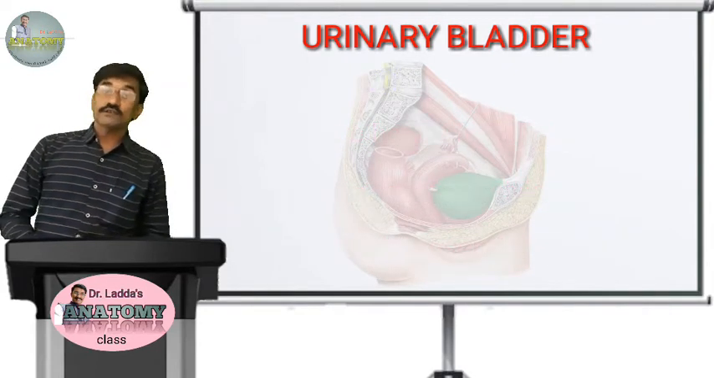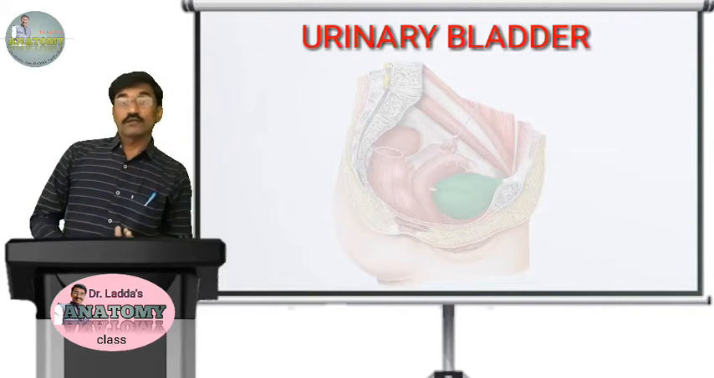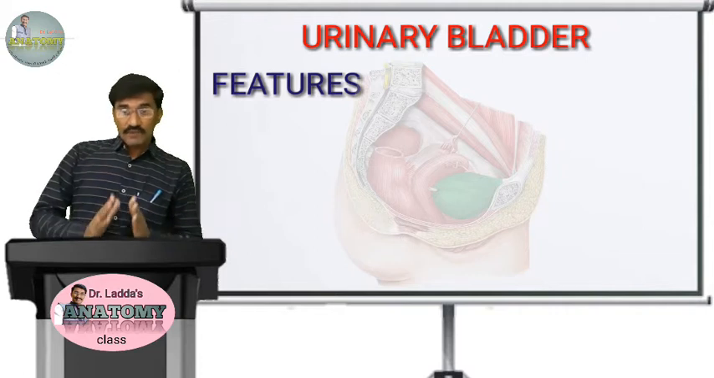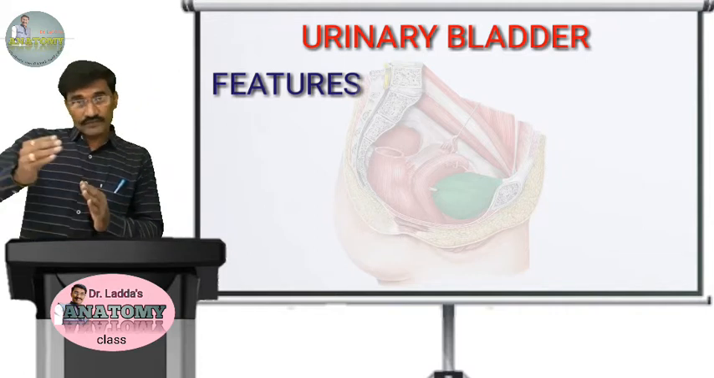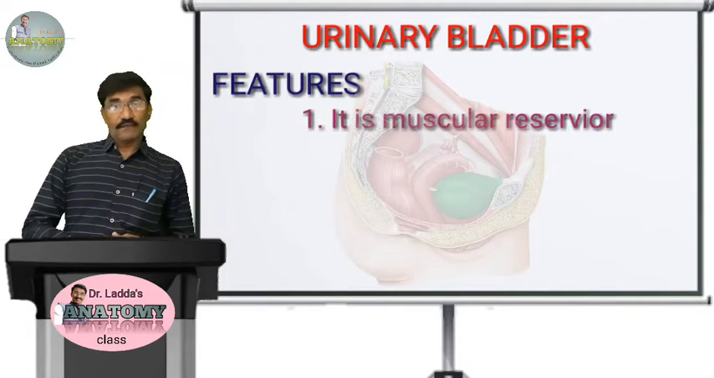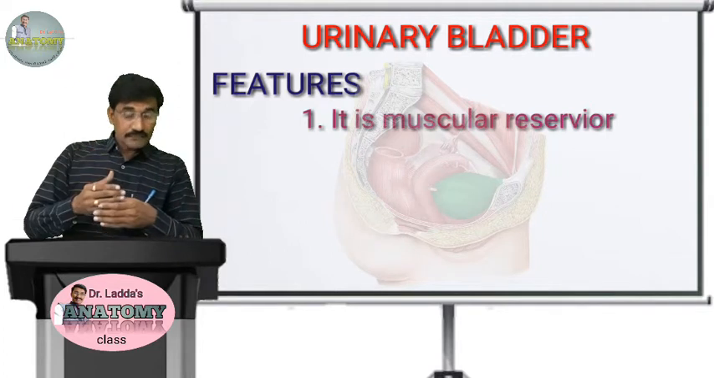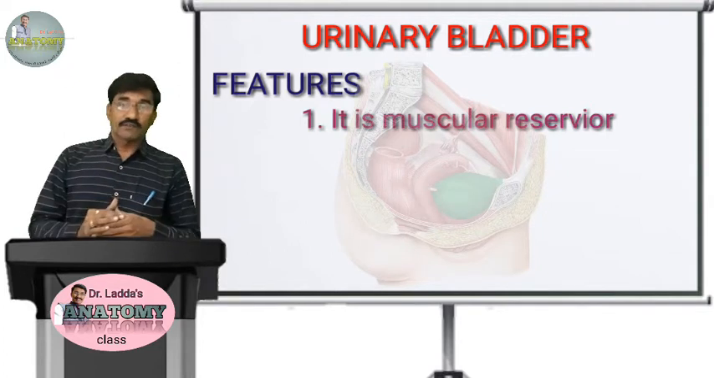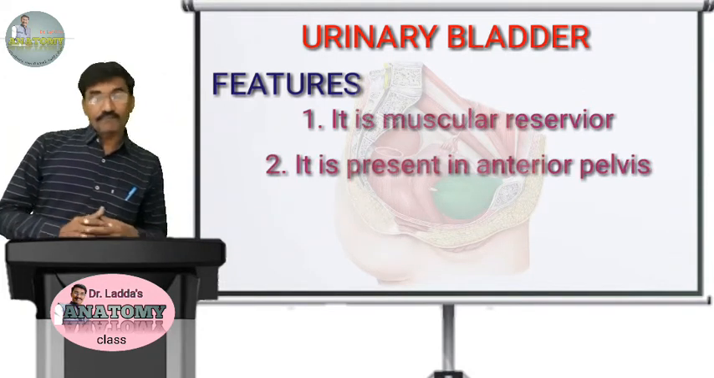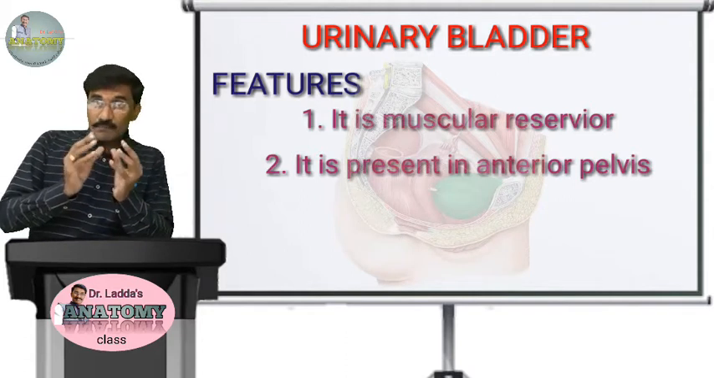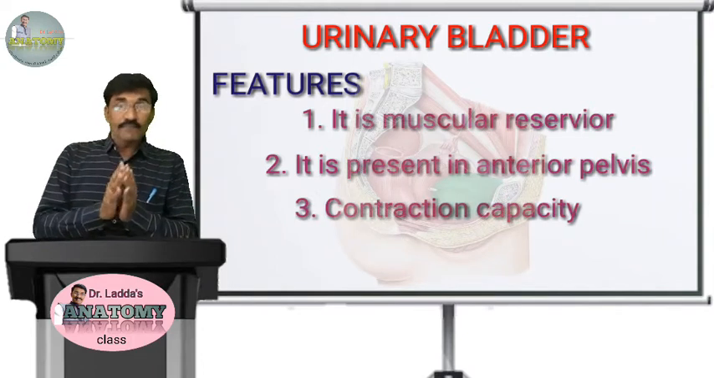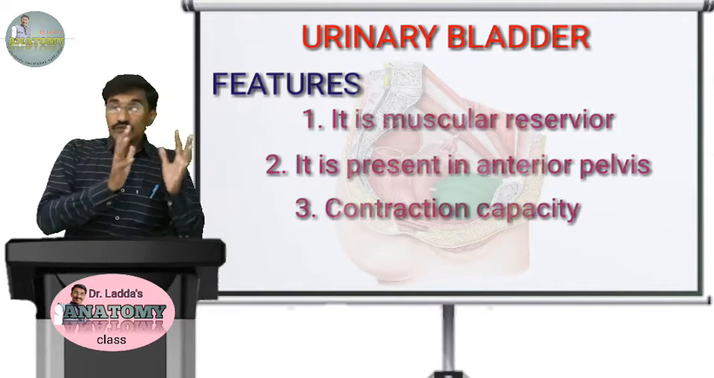Now the next heading of this long question is features of the urinary bladder. The urinary bladder, as we know, is a muscular reservoir. It is present in the pelvis, in the anterior aspect of the pelvic cavity, and it has a particular capacity of contraction. Due to this contraction only, it is able to empty the stored urine.